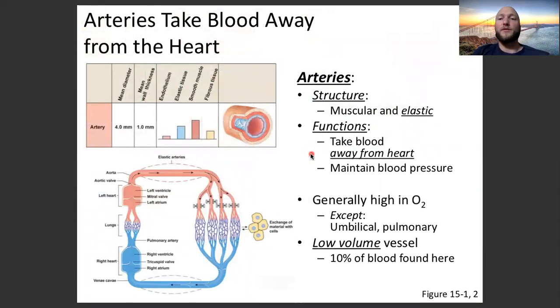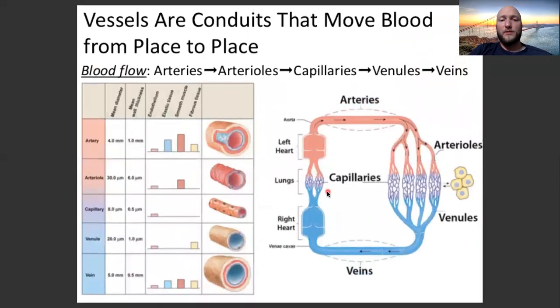So let's talk about arteries first. Arteries take blood away from our heart. Away from our heart. Sometimes people get a little mixed up and they say arteries only carry oxygen-rich blood. There's an exception, the umbilical and pulmonary arteries. So if we come back here, arteries in our systemic circulatory system carry oxygen-rich blood right here. Arteries in our pulmonary circulatory system do not.